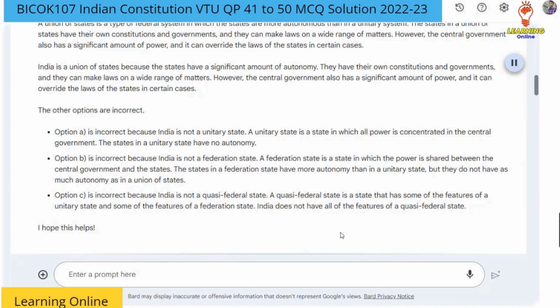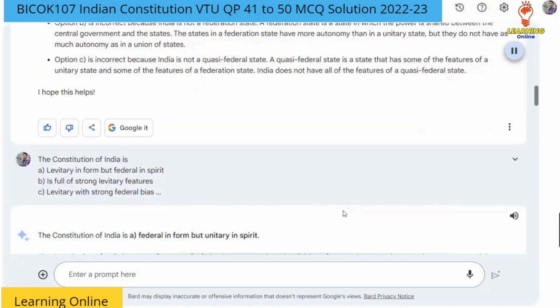Option C is incorrect because India is not a quasi-federal state. A quasi-federal state is a state that has some of the features of a unitary state and some of the features of a federation state. India does not have all of the features of a quasi-federal state. I hope this helps.